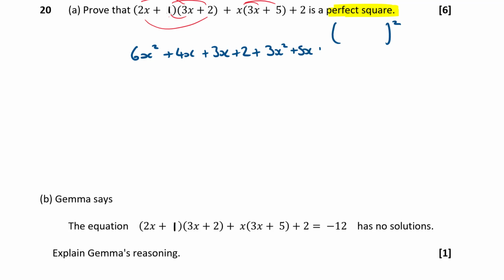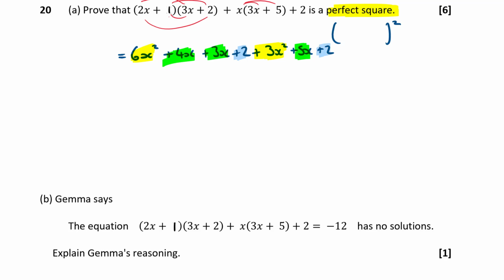Plus we've got this random 2 by itself on the end. Okay, so that's what we've got when we remove all the brackets. Now you'll notice we've got terms in x squared, there and there. We have got terms in x, there, there, and there. And we also have some constants here and here.